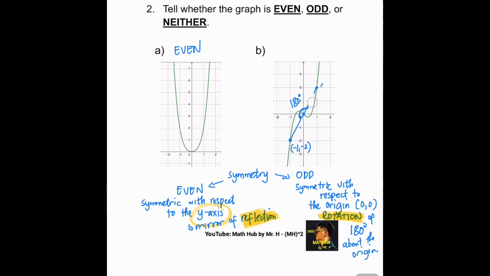So also, if you pick other points from here, for example, this one and that one, about the origin, it's a straight line. So 180 degrees rotation. Therefore, example 2b is an odd function. Now, if the graph that is presented doesn't follow any of the two conditions, definitely we're looking at neither even nor odd.